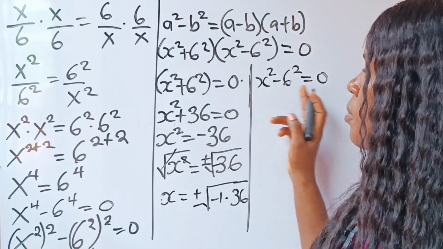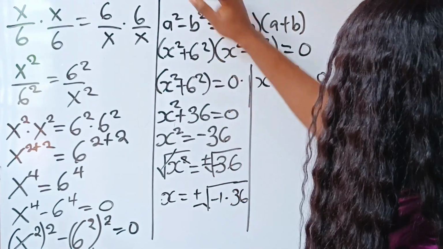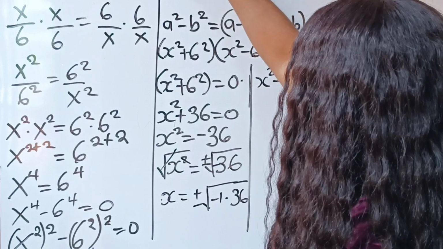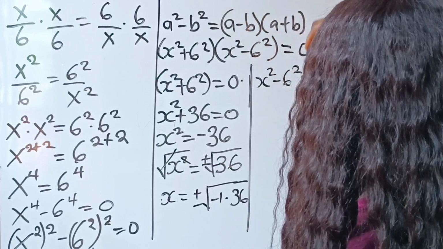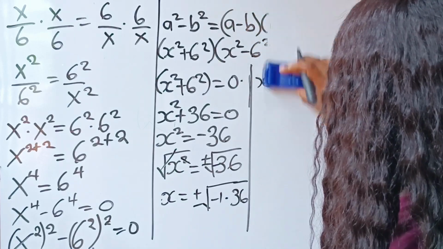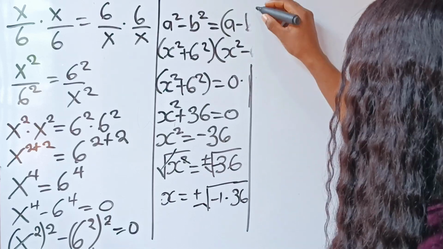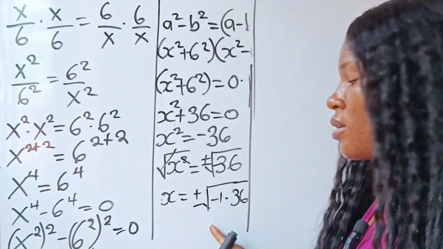I'm going to write this somewhere because we are going to come back to solve for this, but I'll clean it first so that I'll have space to work with. That x squared minus 6 squared is equal to 0. Okay, so let's continue with the one that we are solving.